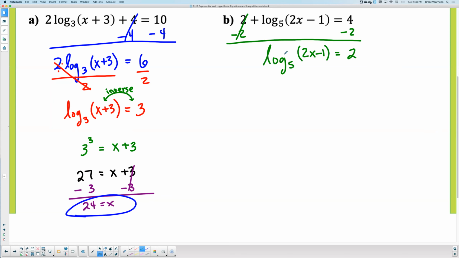We're done isolating the log. So what is step 2? Inverse. When you take an inverse, these 2 values of a logarithm are going to switch as part of the inverse. What is my base? Instead of being log base 5 of 2x minus 1, now it's going to be 5 raised to the power of 2 equals 2x minus 1. 5 squared is 25, so 25 equals 2x minus 1.